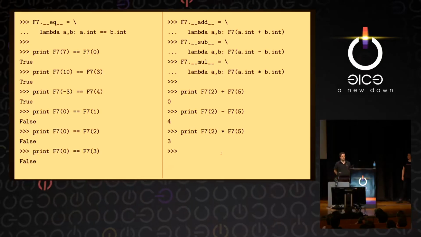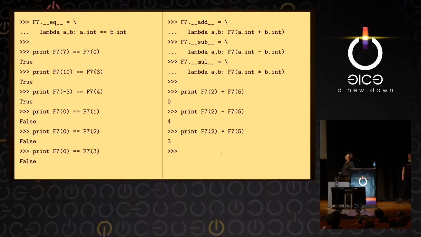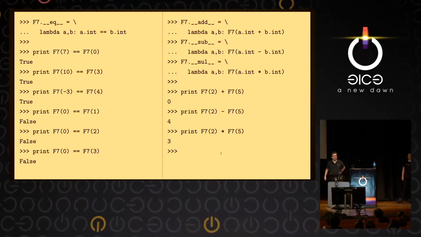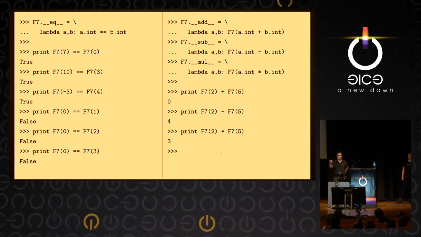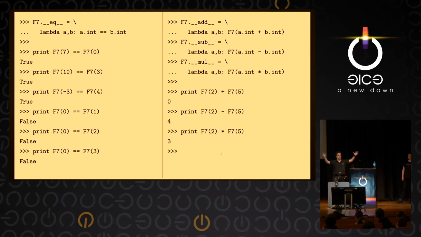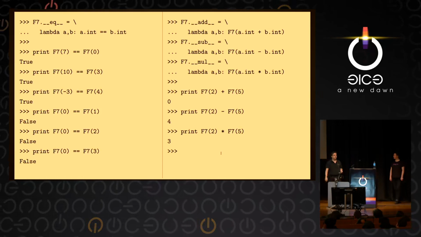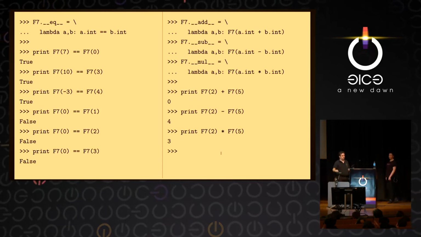And then here goes the addition, subtraction, and multiplication. What you can see, let's look at the addition, that's the typical case. You take two, A and B, coming in, and then take the integer inside A, 0 through 6, the integer inside B, 0 through 6, add them together, get 0 through 12, and then put that back into the F7 constructor. And so now you've got 0 through 6 again.